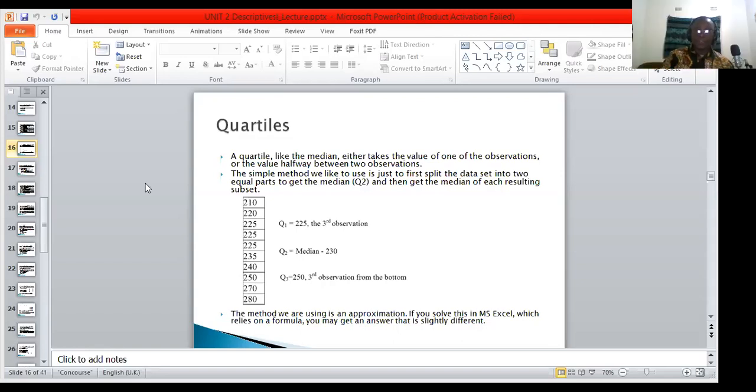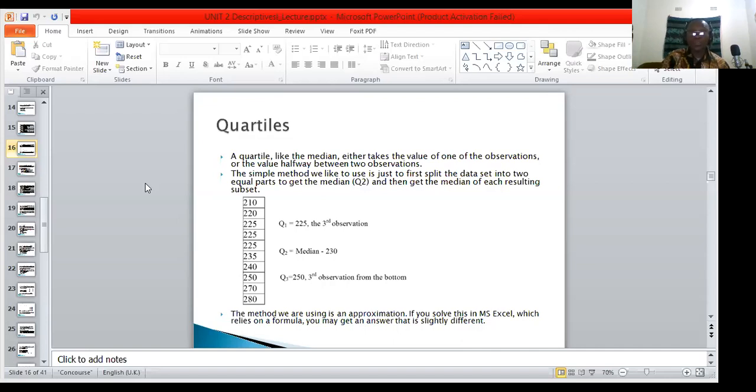Thank you very much. So we have divided our measurements, this set of data, into 4 parts. In the first part, you look for the third observation from the beginning. The element on the third position becomes your first quartile. In the last part of your division, you start counting from the last measurement, from your right coming to your left. The third from the last becomes your third quartile.